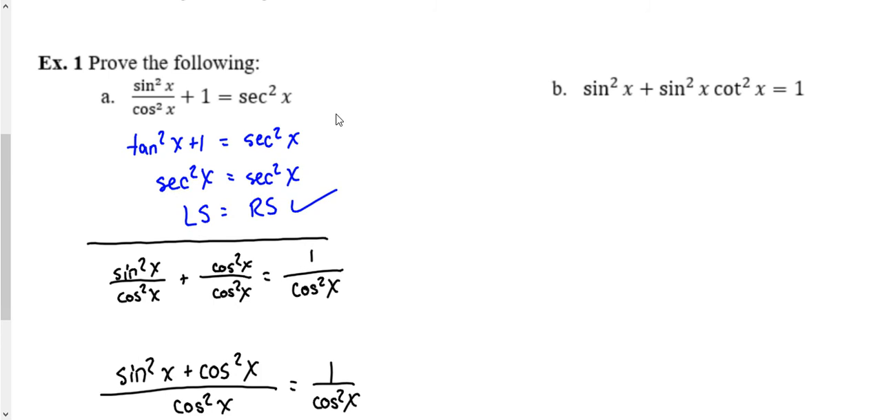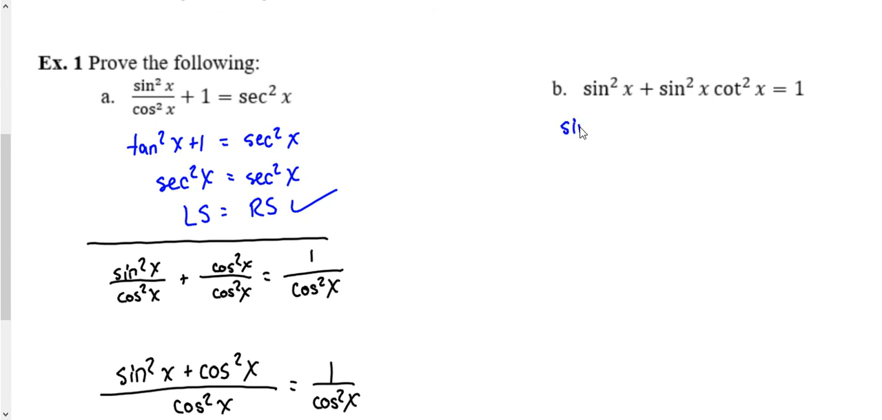In example B, what I consider the easier side is the right side. I want to match up my left side to equal 1, so let's see what we can do. So first off, I see cotangent squared x. I don't like the cotangent written there. I want to write it in terms of sines and cosines, so let's rewrite that.